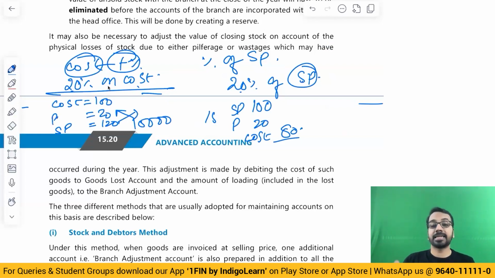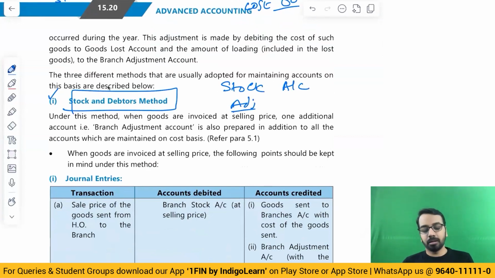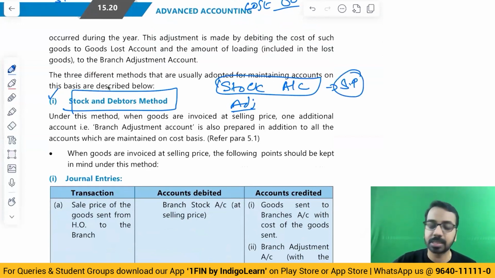Now, when goods are sent at selling price, when goods are invoiced at selling price, at what value do we record and how do we prepare the accounts? So typically, if you follow, one is your stock and debtors method, and the other one is the debtors method. A P&L method is of course much simpler. So when you follow the stock and debtors method, you will prepare the stock account. You will prepare the adjustment account. And when you're preparing the stock account, you can record at the selling price. And whatever is the profit or loss on goods sent, that can be transferred to the adjustment account.